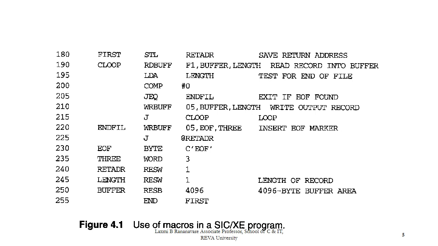And we have seen this read buffer is called at this location 190, and another macro which is called write buffer at 210th location. And then we have at 220 another macro called, that is write buffer with the arguments 05, EOF and 3. These are the actual arguments which are embedded in the macro calls.